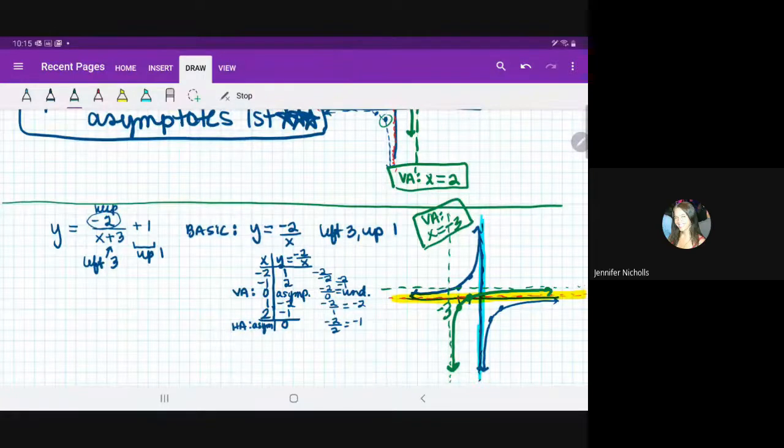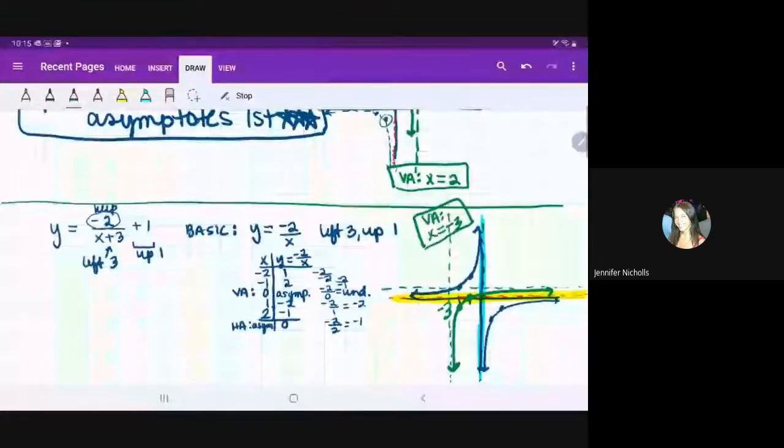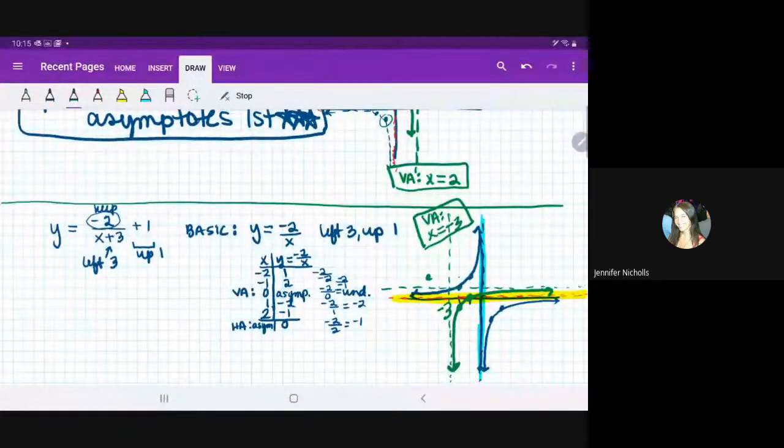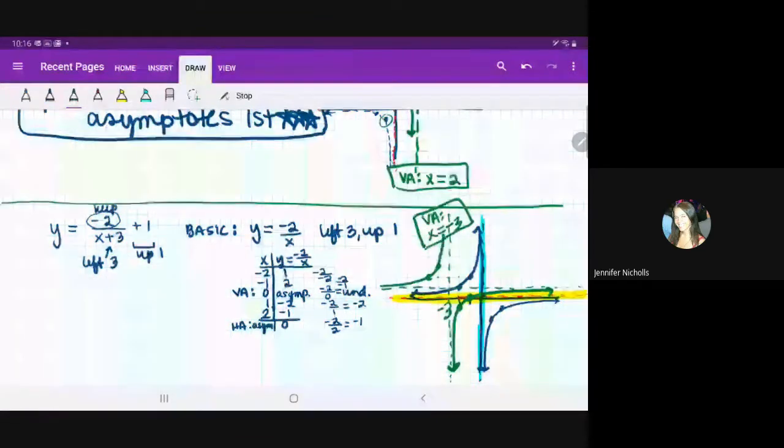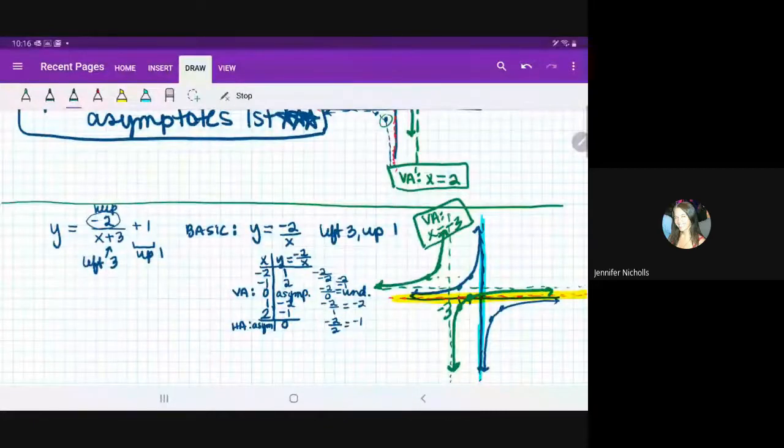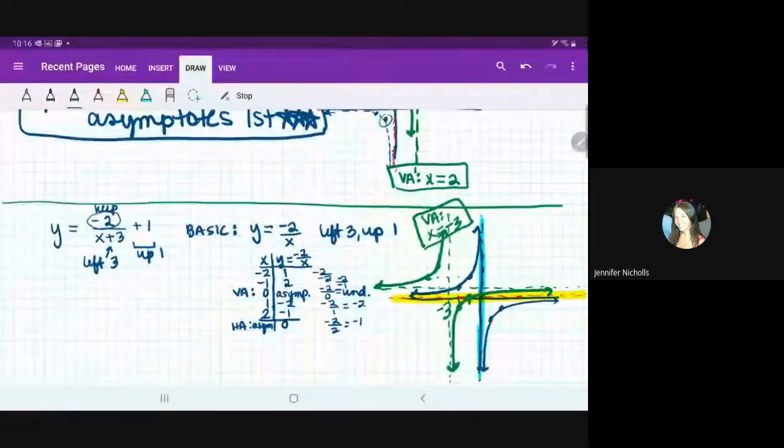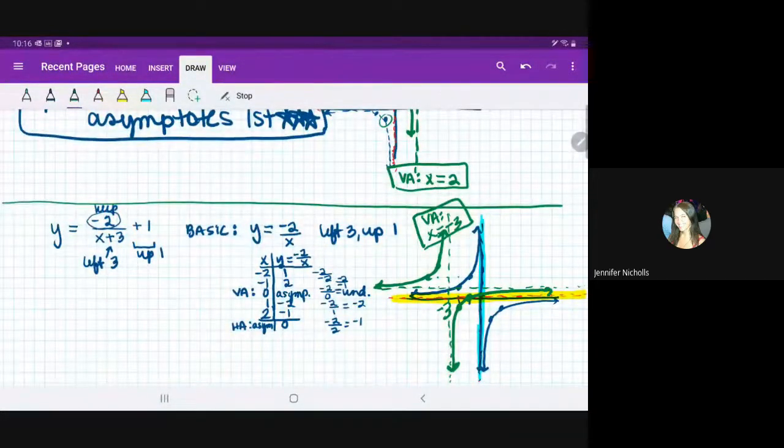Okay, and then I need to move the blue one. So this dot right here, left 3 up 1, left 3 up 1. And then I still have my boomerang. I like that idea that they were calling it boomerang, one of my classes. Okay. So the blue is not the real one. The green one is the real one. The green is the final graph.